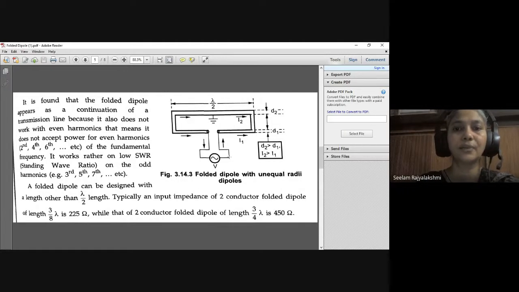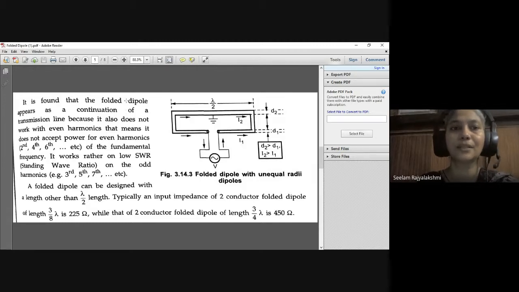So this is a folded dipole with unequal radii, and here the distance we can observe is lambda by 2. The currents here are I1 and I2, and D2 is greater than D1. We have considered unequal radii, that's why D2 is greater than D1, so the current I2 is also greater than I1.